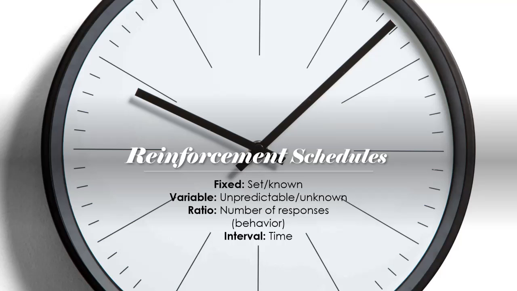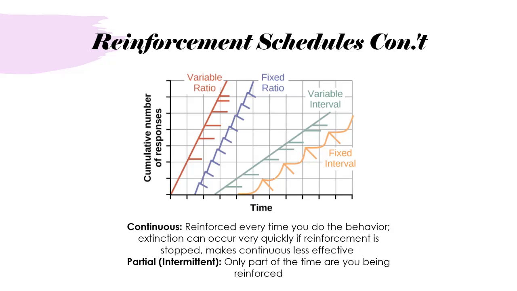Fixed is set or known. Variable is the opposite, being unpredictable and unknown. Furthermore, separately, there is ratio, the amount of responses, and interval, which stands for time. Now that we understand the definitions of those root words, we can decipher which reinforcement rule is what.